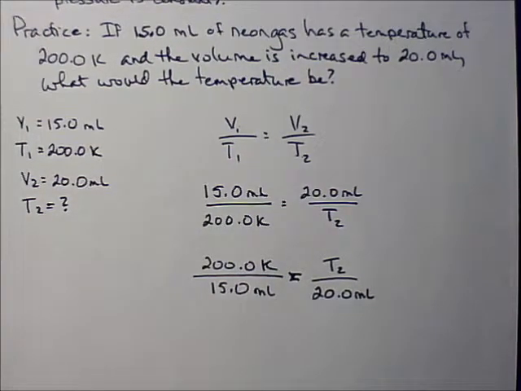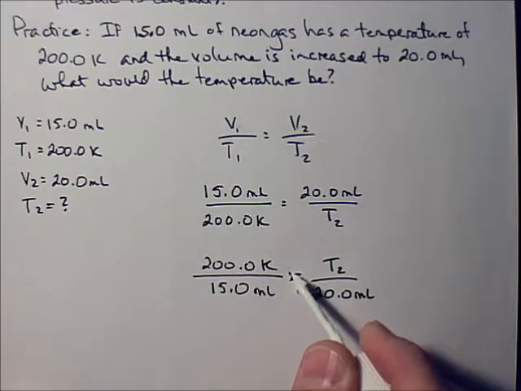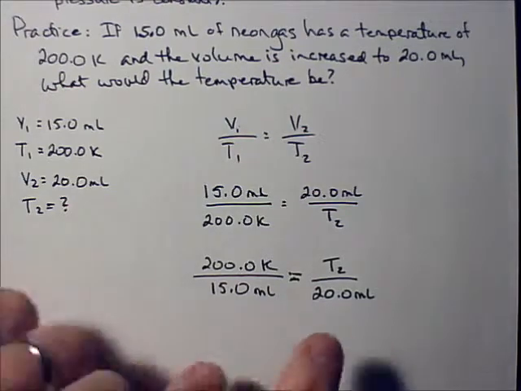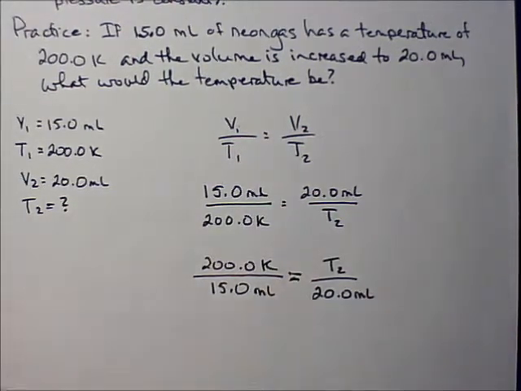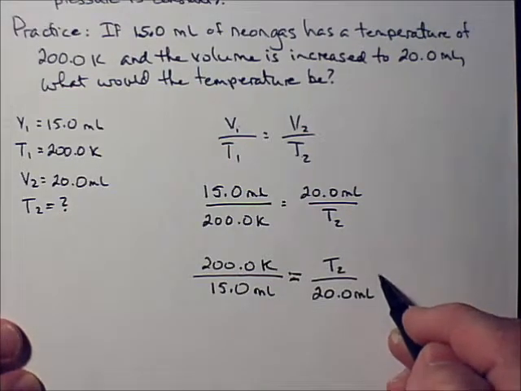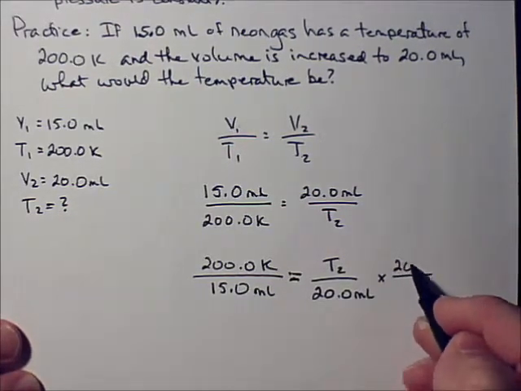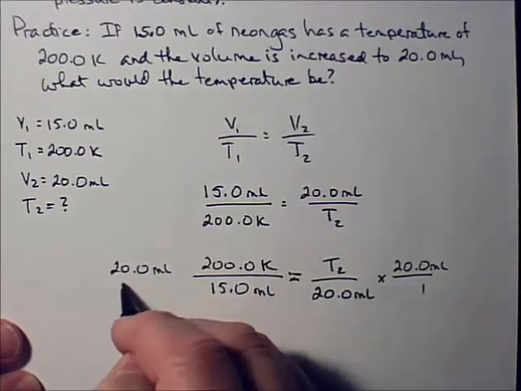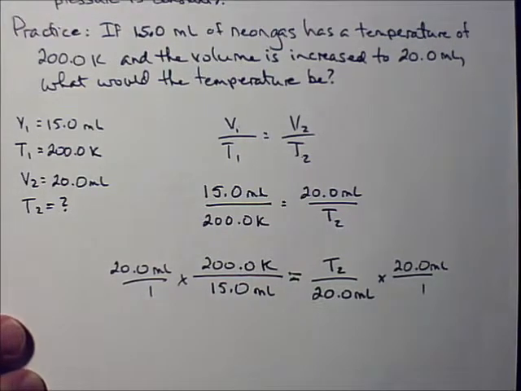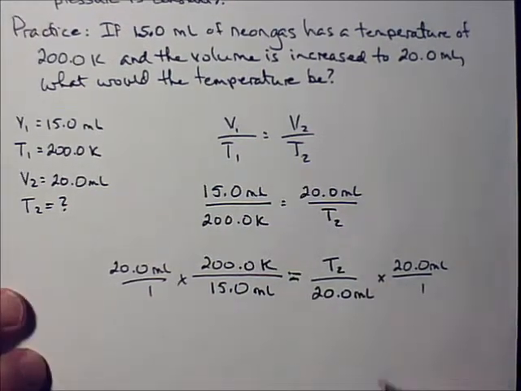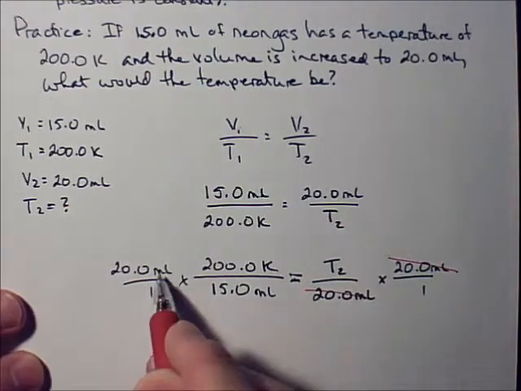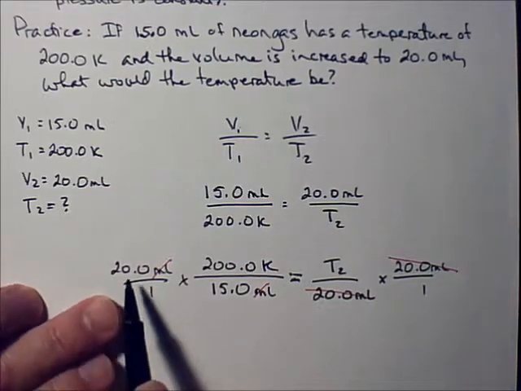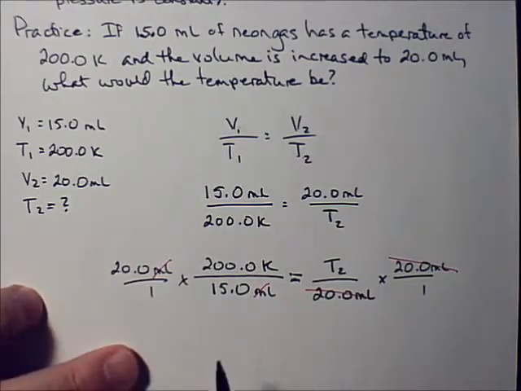And then you're going to isolate the unknown. The unknown is T2. Where we get T2 isolated on this side of the equation, the right side of the equation, is to multiply by 20 milliliters. Put it over 1. All this cancels then. Milliliters cancel. You solve for this part of the problem, 20 times 200 divided by 15.